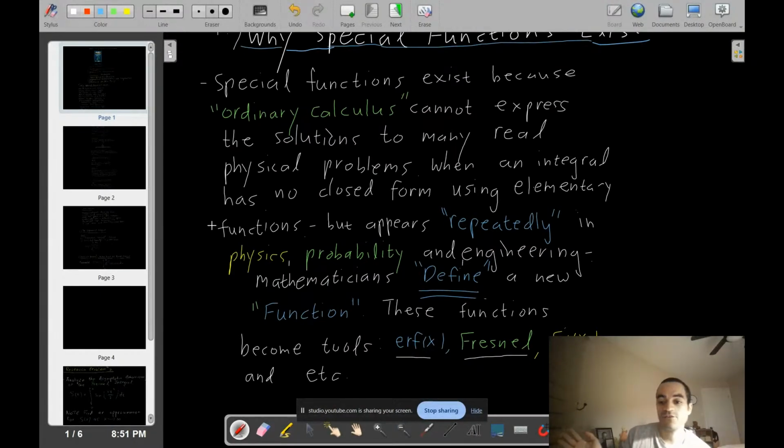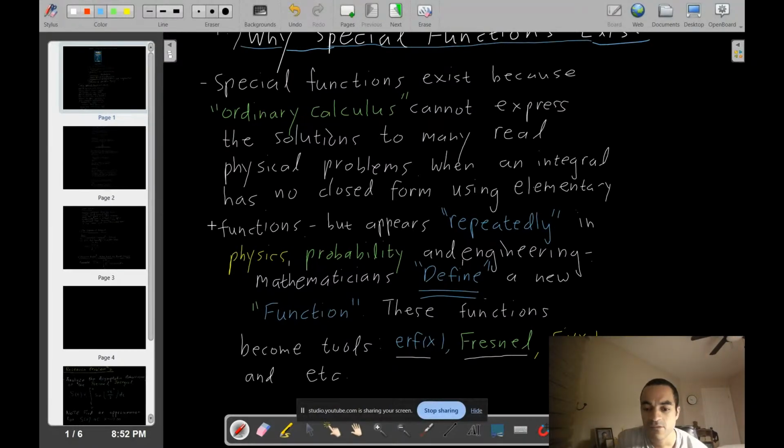That just means that there are no elementary functions. So there are no elementary functions that can solve these problems, but they constantly keep coming up in a lot of different areas. As I mentioned, physics, probability, engineering. They even happen in something called stochastics. Stochastics is a part of probability, but sometimes it's separate. It's more or less the same thing.